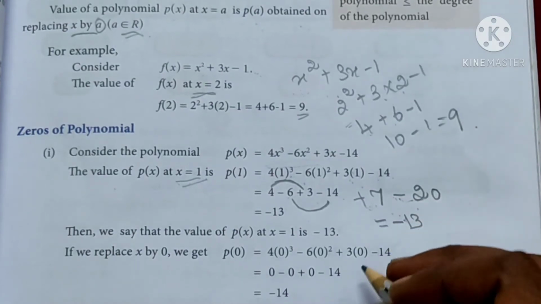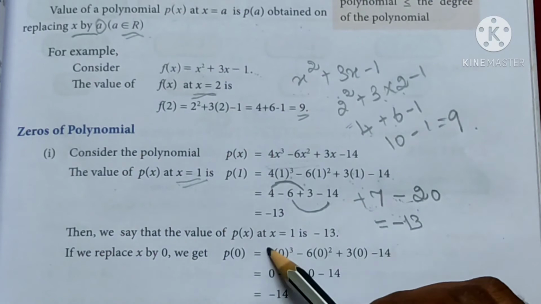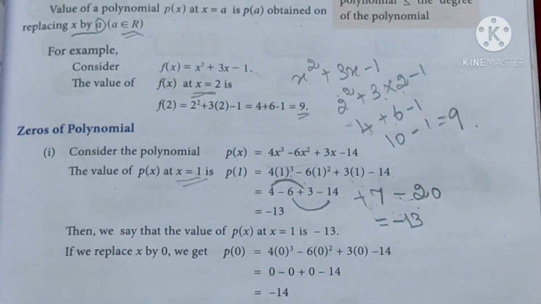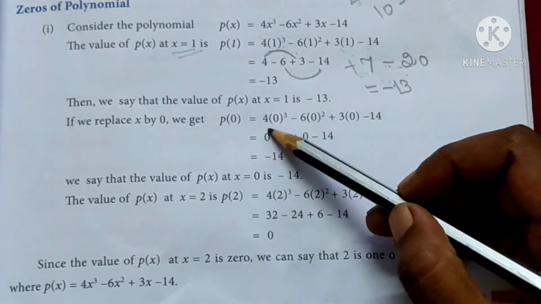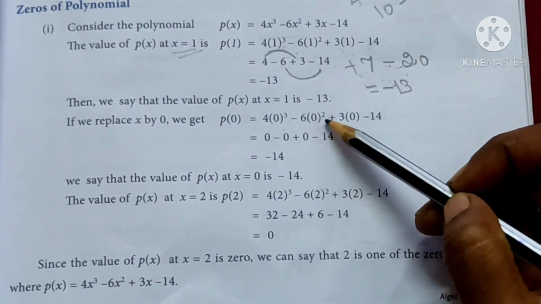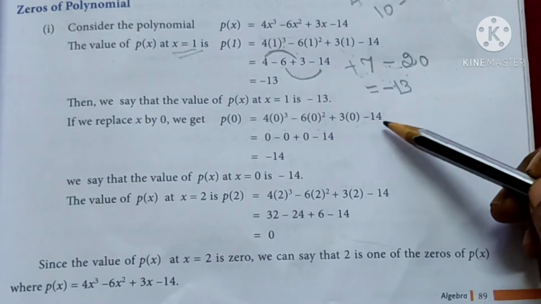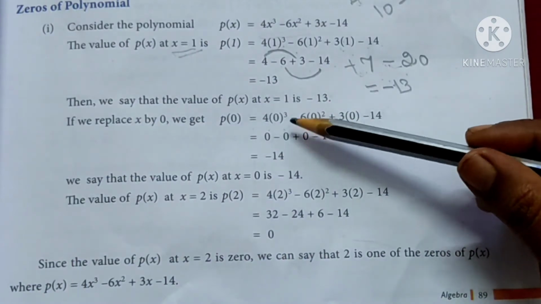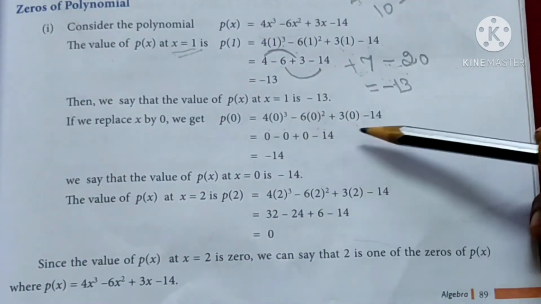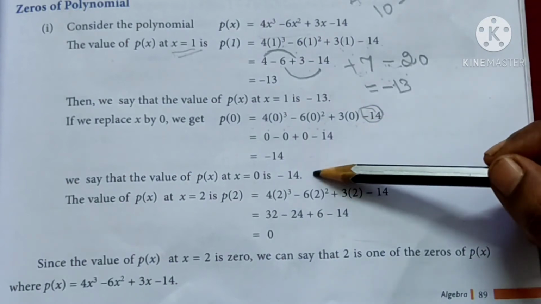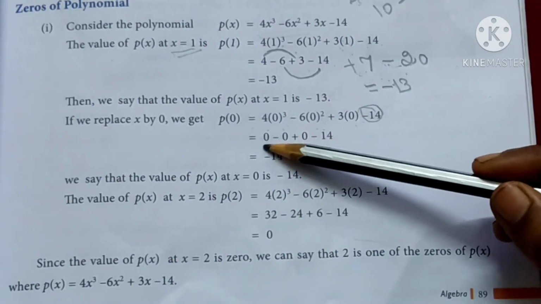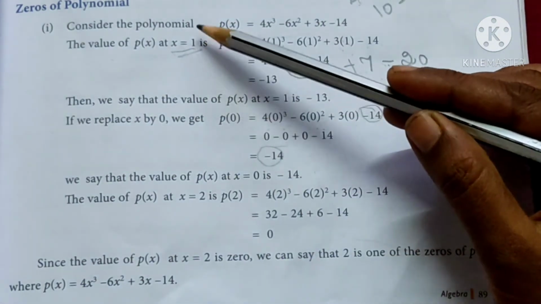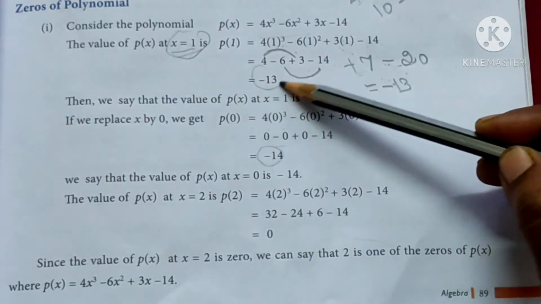Okay. One more thing. At x equal to 0, we substitute 0 in place of x. 4 into 0 cube minus 6 into 0 square plus 3 into 0 minus 14. Any number multiplied by 0, we get 0 only. So the remaining number is minus 14. So we say that the value of p of x at x equal to 0 is minus 14. Value of p of x at x equal to 1 is minus 13.